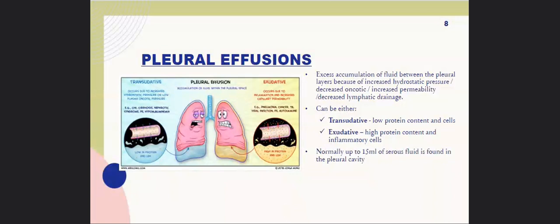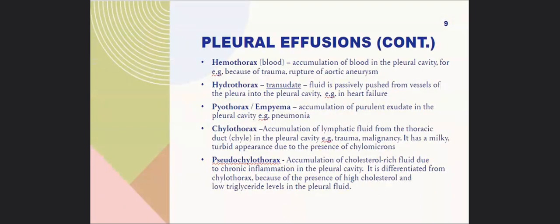nephrotic syndrome. In the case of exudative pleural effusions, the fluid has a high protein content and the content of inflammatory cells is also increased. This is usually due to some inflammation and increased capillary permeability, which could be, for example, in pneumonia and some other infections. Normally, up to 15 milliliters of serous fluid is found in the pleural cavity.